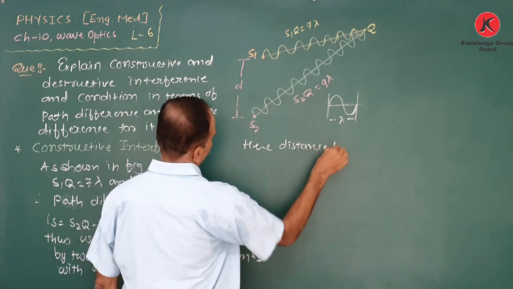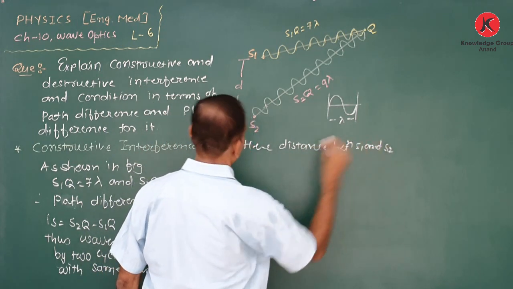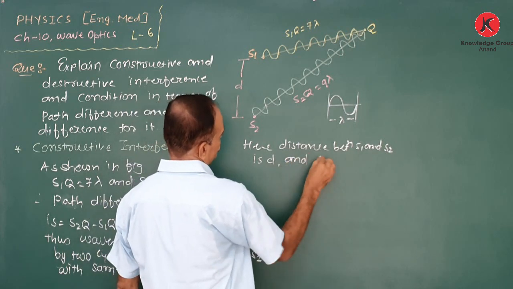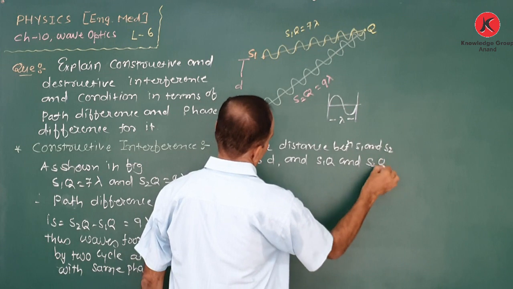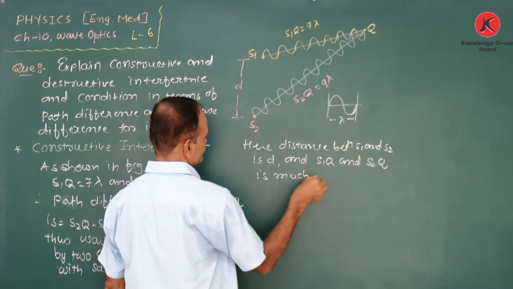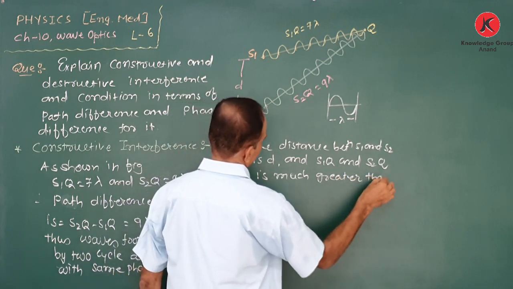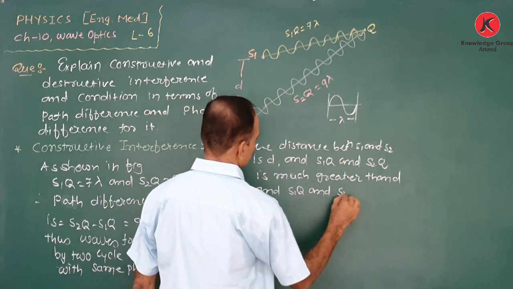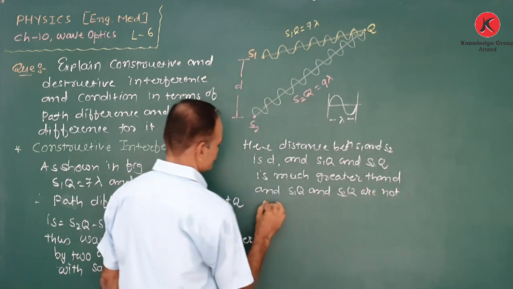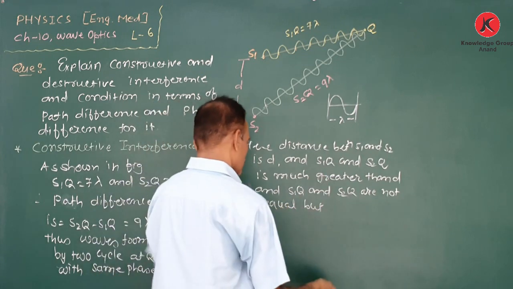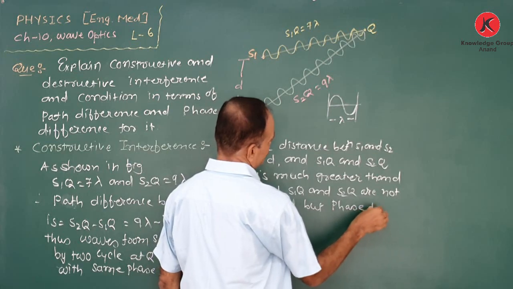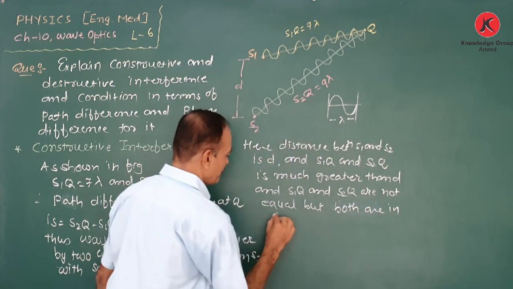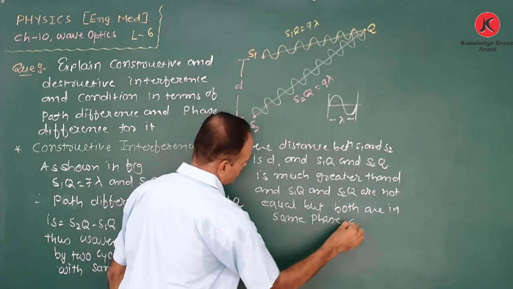Now here, the distance between S1 and S2 is D, and S1Q and S2Q are much greater than D. S1Q and S2Q are not equal, but both waves are in the same phase at Q. Same phase at Q.